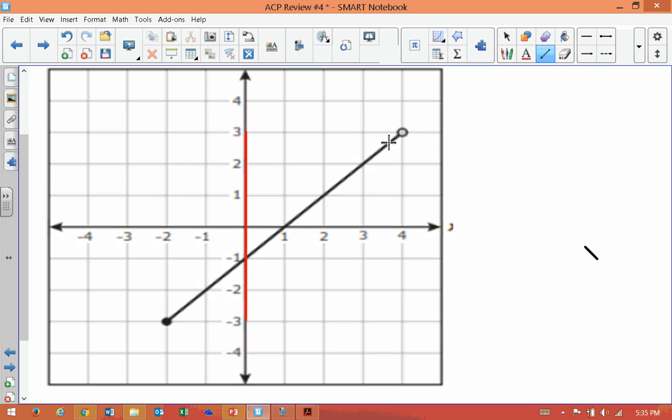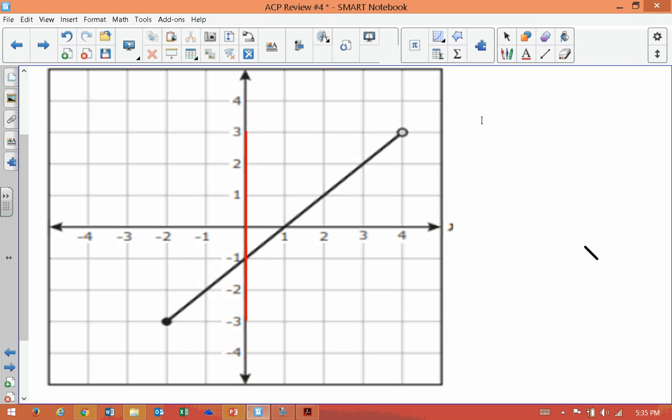But notice that there is an open circle at +3. But at -3, there's a closed circle. So that means this red line represents the interval of all of the y values that are represented on this function. So how do we exactly write that?